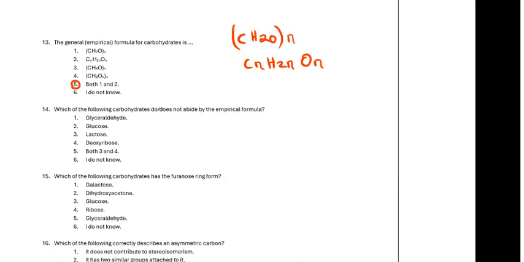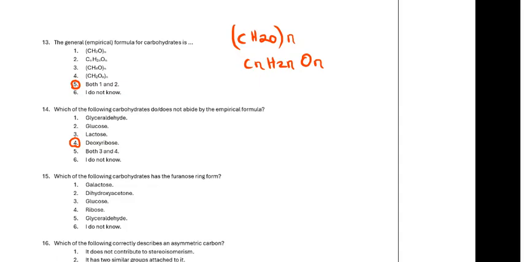Which of the following carbohydrates do or does not abide by the empirical formula? The carbohydrate that does not abide by the empirical formula is deoxyribose, since it lacks one oxygen in the hydroxyl group of carbon 2. So the answer here is deoxyribose, which is found in DNA.